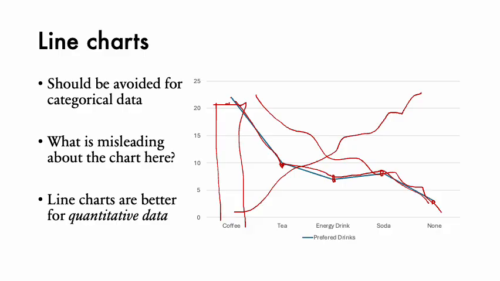So we probably want to avoid line charts for these types of data and just stick to the pie chart if we just want to look at proportions, and stick to the bar chart, especially if we're trying to do comparisons.